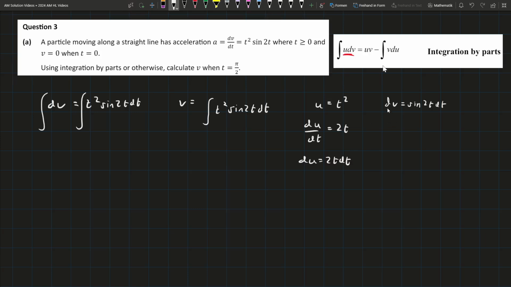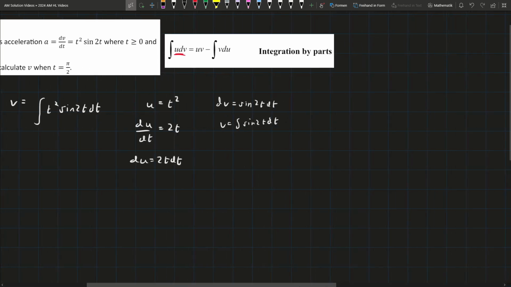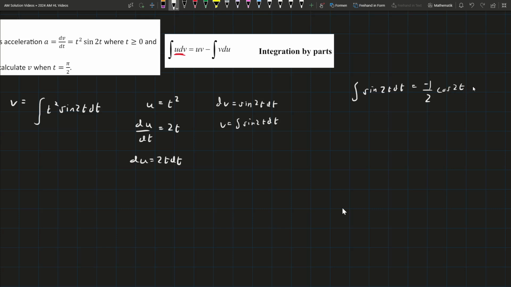And then to get v, we can integrate both sides. We get that v is the integral of sine 2t dt. We have to make a substitution here. I'm not going to do the substitution for all of them though, because it's the exact same, but I'll do it for this one. So to find the integral of sine 2t dt, one way is to just remember that you have to divide by the derivative of the inside. The derivative of the inside is 2, so we get minus a half cos 2t plus c, of course.